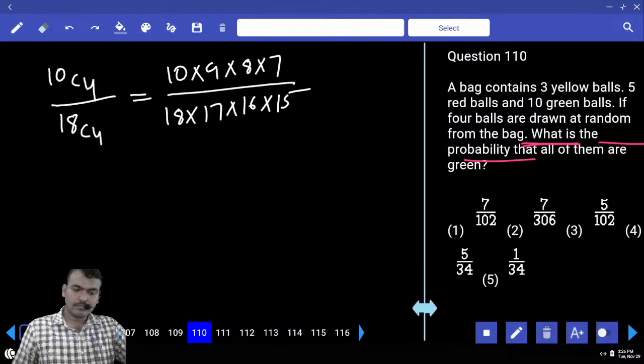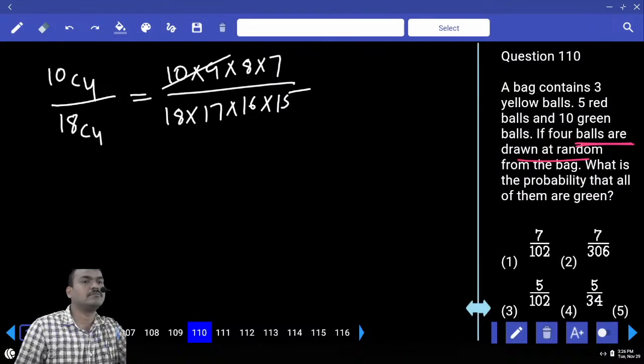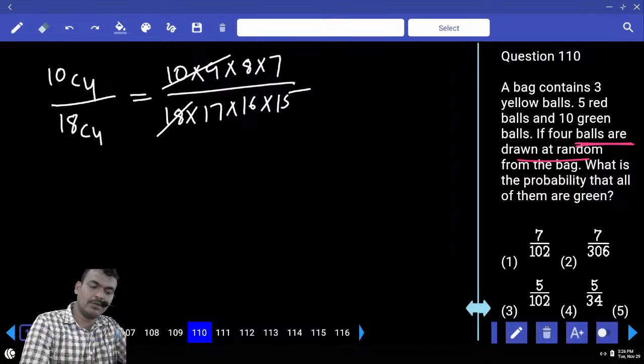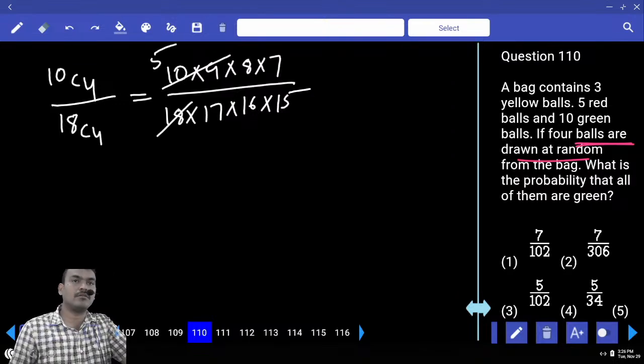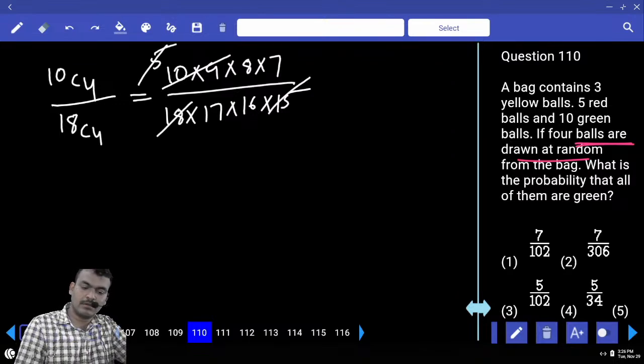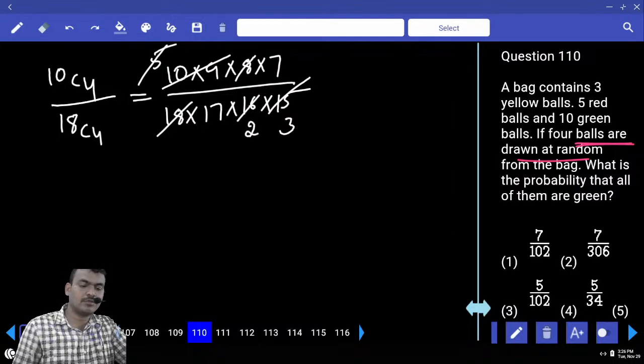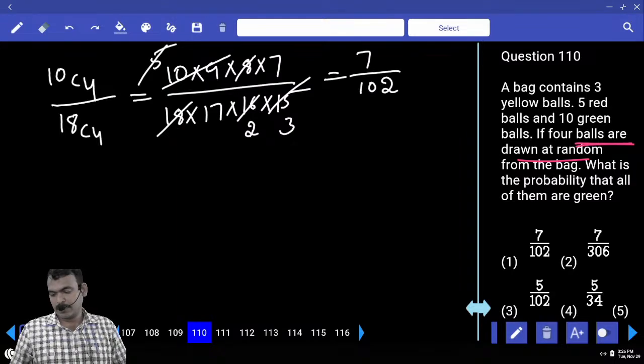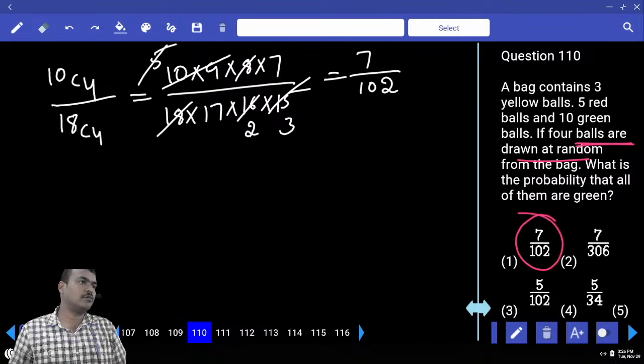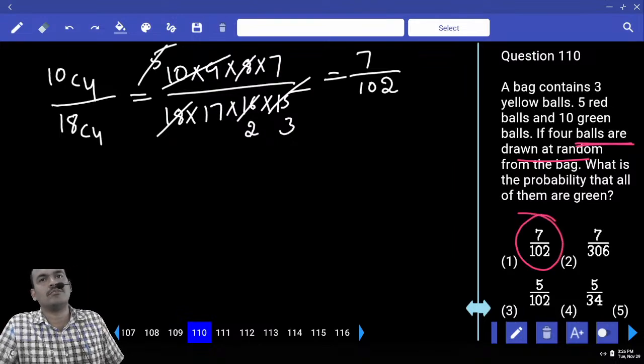Yes or no? 10 into 9 90. 18 how many times? 5 times or not? 5 how many times? 15. 3 times or not? 8 how many times? 16. 2 times or not? Numerator 7, denominator 1 or 2 or not? Which option? First option or not? All are in green or blue? Green.